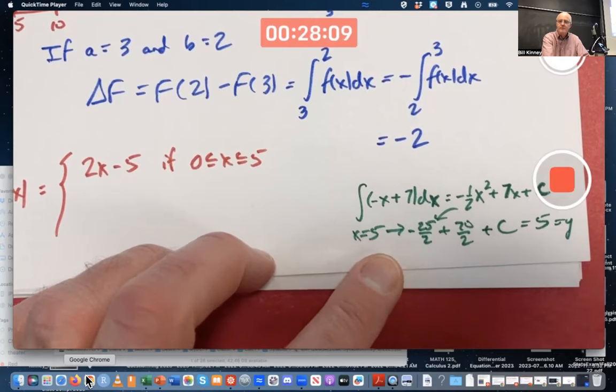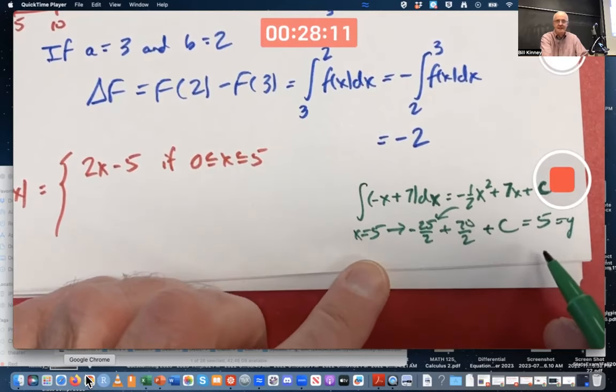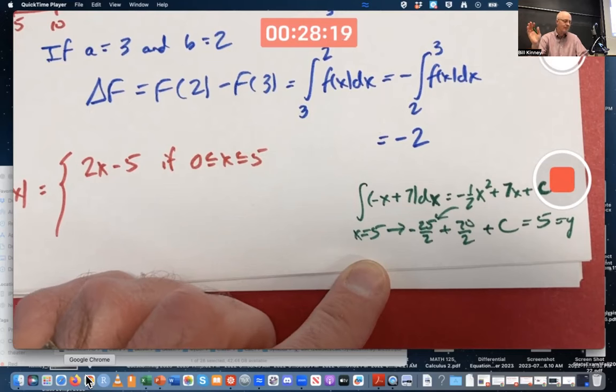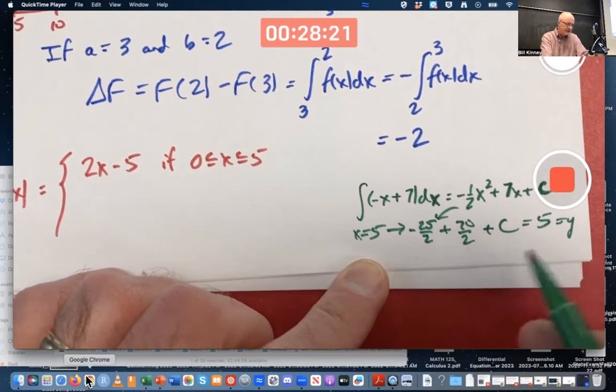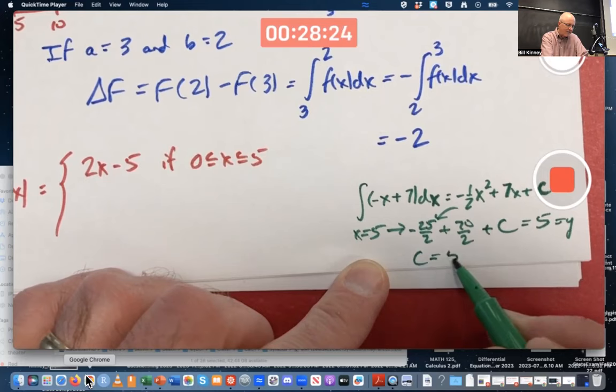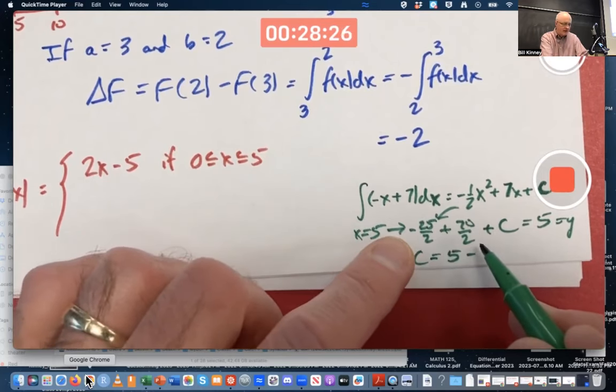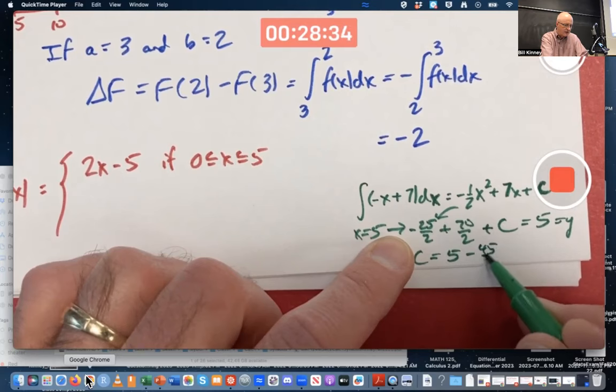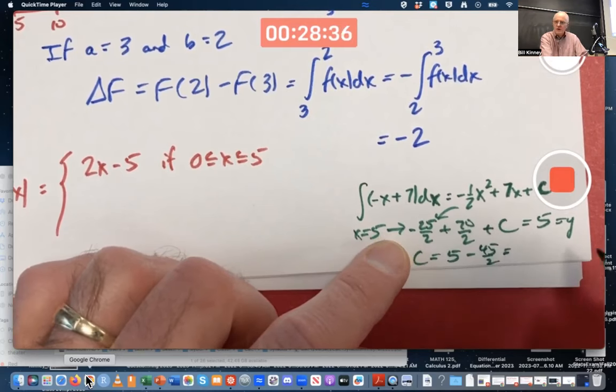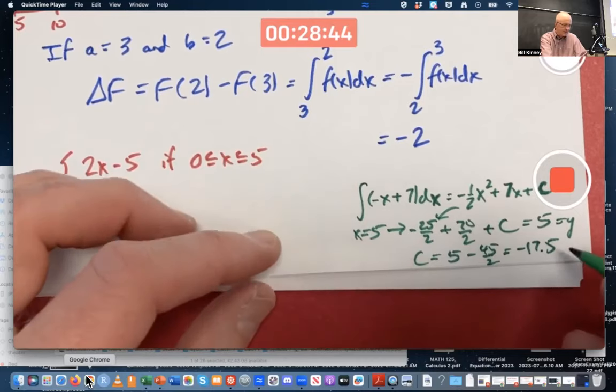That's the y coordinate. It just happens to be the case in this example that the x coordinate equals the y coordinate there. That wasn't a guarantee. I didn't know that was going to happen ahead of time. So for c, c is going to be 5 minus negative 25 plus 70, which is 45. So we get 5 minus 45 over 2. 45 over 2 is 22.5. So it looks like we get negative 17.5 if I have not made a mistake.